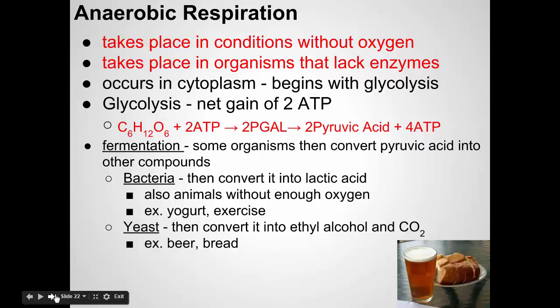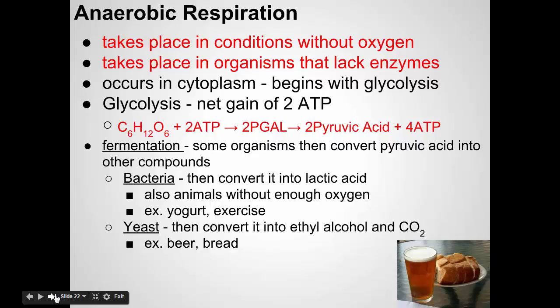And some bacteria can take this pyruvic acid and further oxidize it and turn it into lactic acid, okay, and extract some more ATP out of it. In some animals, when they don't have enough oxygen, okay, then they can switch from aerobic respiration into anaerobic respiration and do these steps to get the ATP.